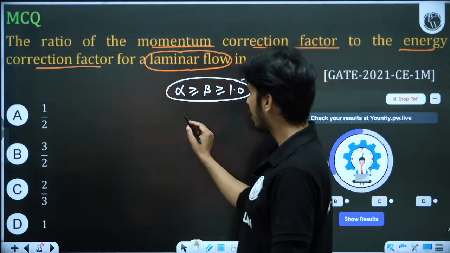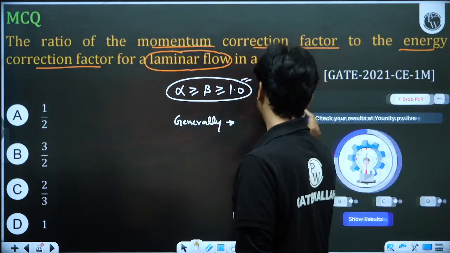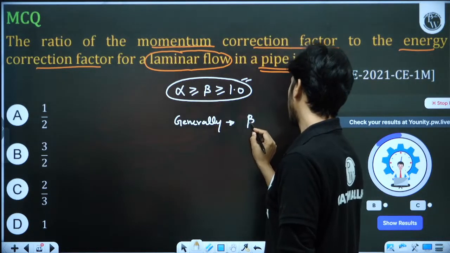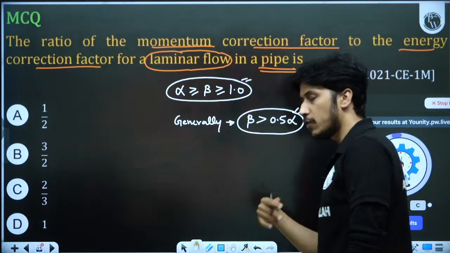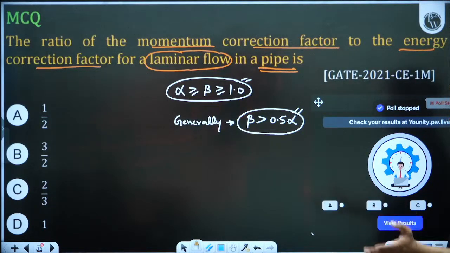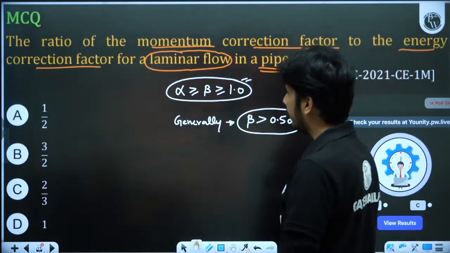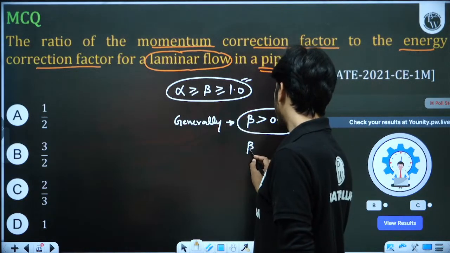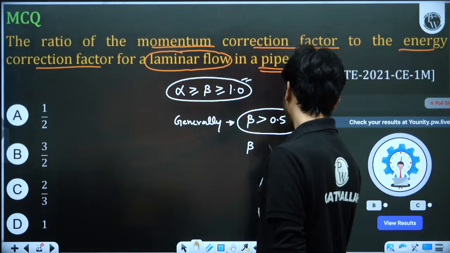Okay, next thing is that generally beta is more than 0.5 alpha, which means beta is not equal to 0.5 alpha or lesser than that. Beta is generally more than half of alpha. So beta by alpha will not be equal to 0.5, it will be more than 0.5. And beta by alpha will not be greater than 1, it will be less than 1. So beta will also be less than alpha.